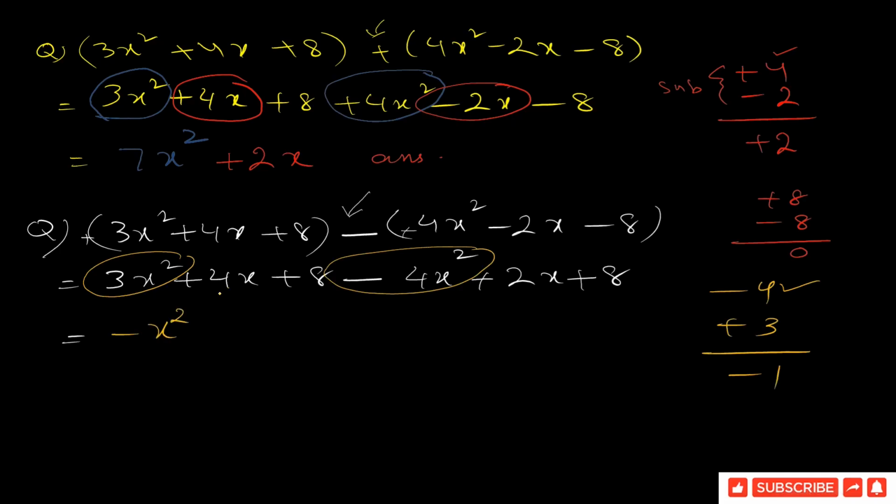We do not mention 1 here. Now the next one is 4x and this is 2x. 4 and 2 are both positive, so you add them: 6x. Plus 8 plus 8 will be plus 16. So this is the answer. As you can see, this is the difference between the negative sign in between the brackets and the positive sign in between the brackets.